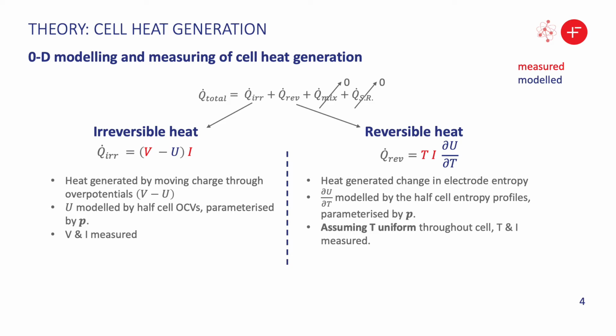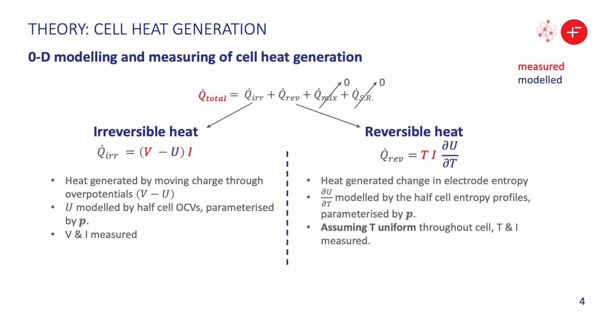The reversible heat, which is generated by changes in electrode entropy, is given by this equation. In the equation, dU/dT can be modelled by the same degradation parameters P, and T and I are measured, assuming uniform cell temperature.